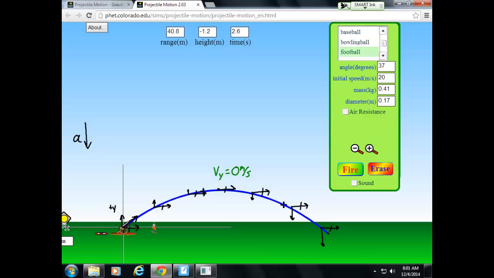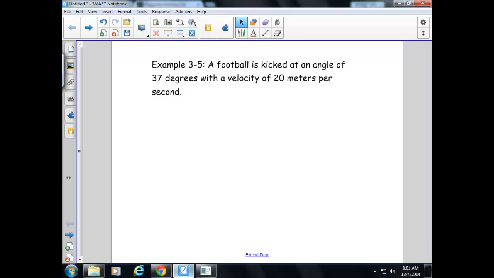All right, so let's go through and we'll try and approach this sample problem. It says the football is kicked at an angle of 37 degrees with a velocity of 20 meters per second. First thing I always do is draw a useful picture or a diagram. Since this seems to be a motion problem, I'm going to draw a motion map to help me understand what's going on here.